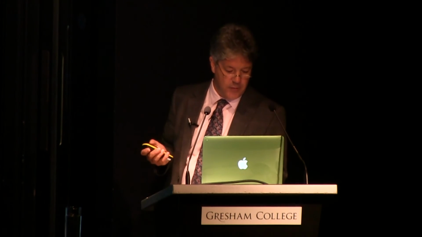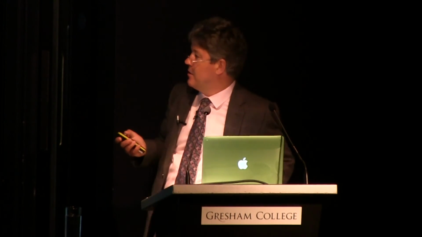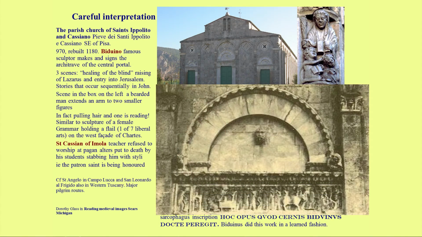We've got to be careful when we read the books because it's not always correct, as was pointed out by Dorothy Glass in her beautiful book, Reading Medieval Images. This classically was thought to be the story of the healing of the blind, the entry into Lazarus, and the entry into Jerusalem, okay, which are scenes that occur together in the Bible. In fact, it's not. In this box, that is not someone who is blind. What it is, it's touching a blind person. What it is, it's a teacher. And here is another image from Chartres showing the teacher who is beating the child. Not curing them of blindness, beating them. And that's what teachers did.